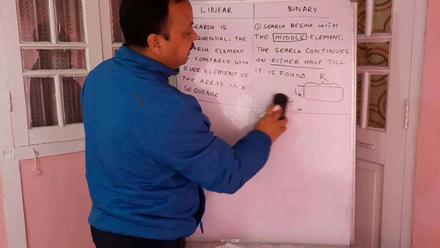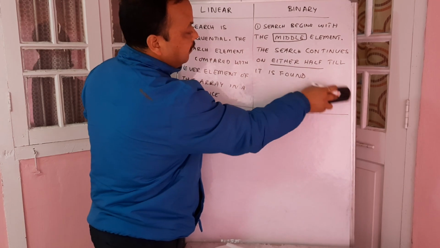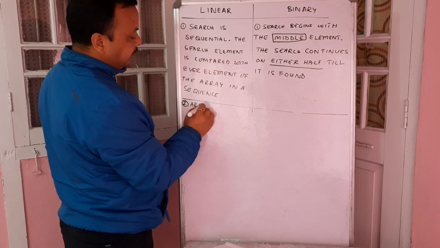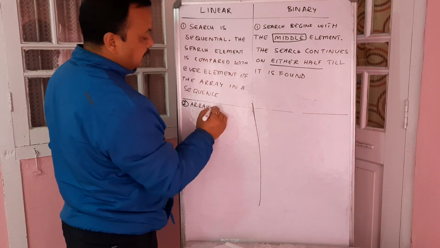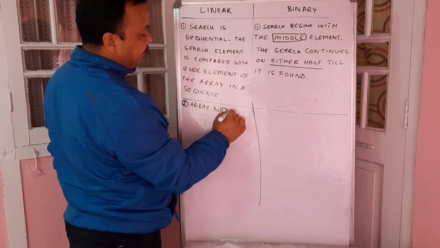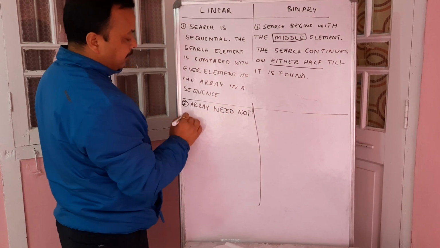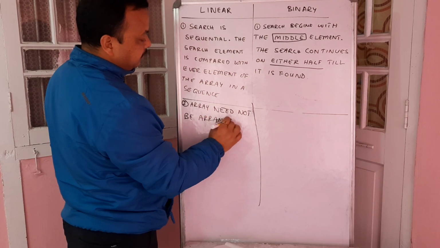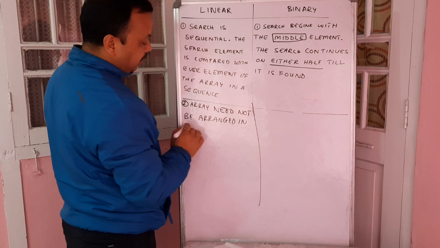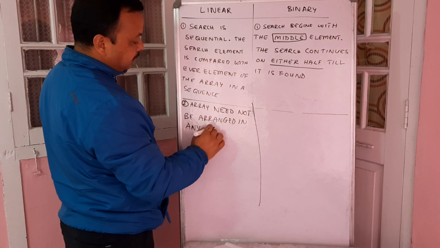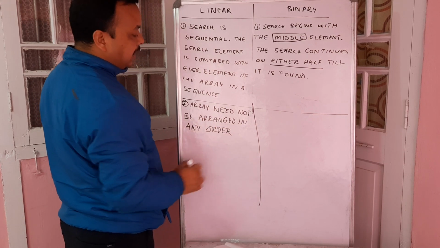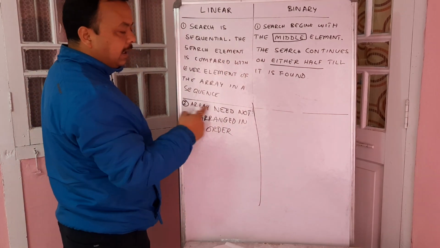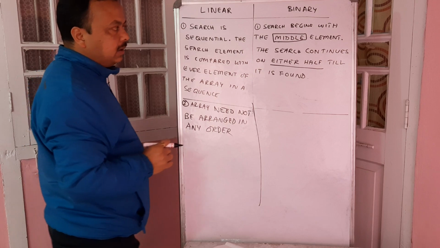Next point is: array need not be arranged in any order. So you can perform the linear search even if the array is not in a particular order.